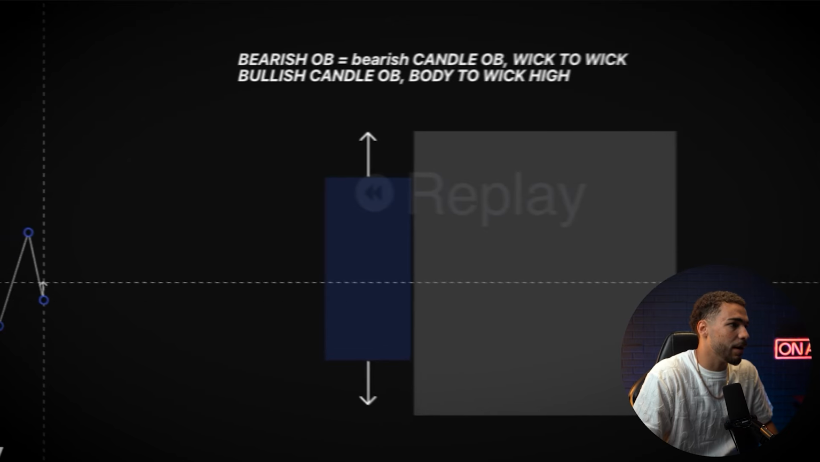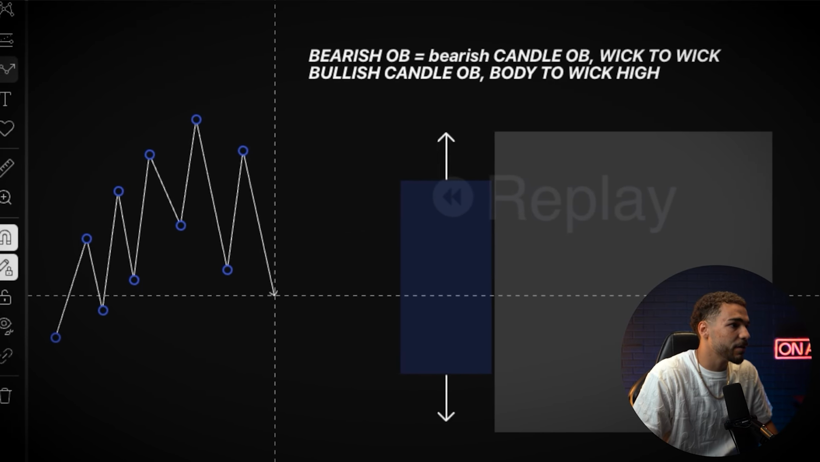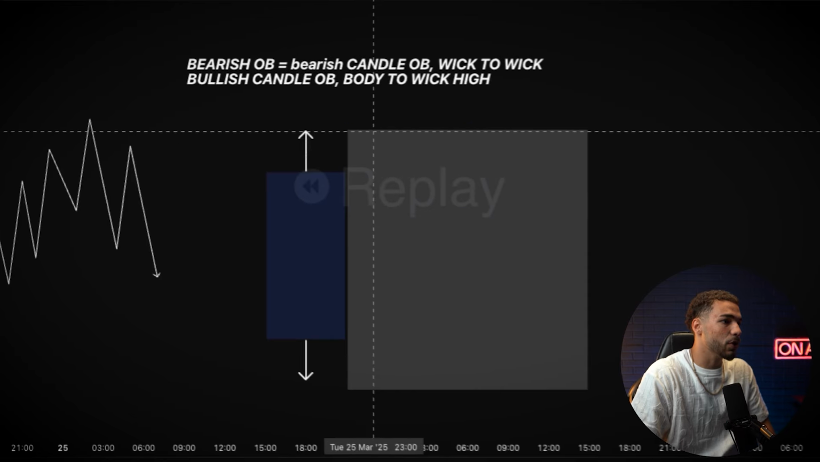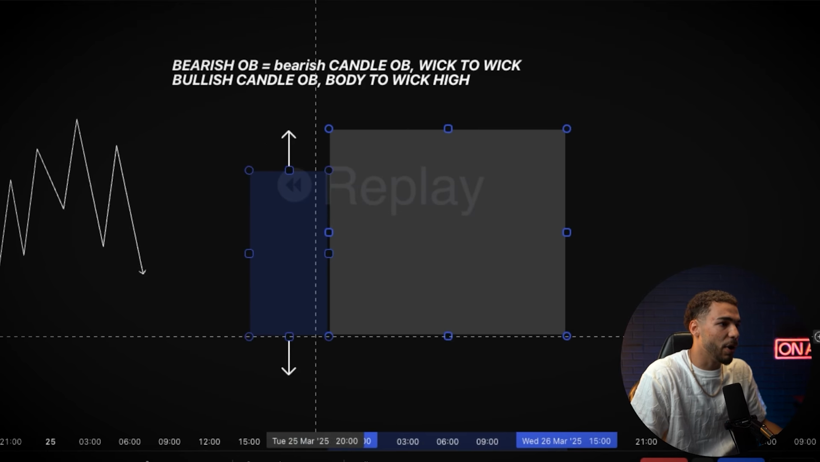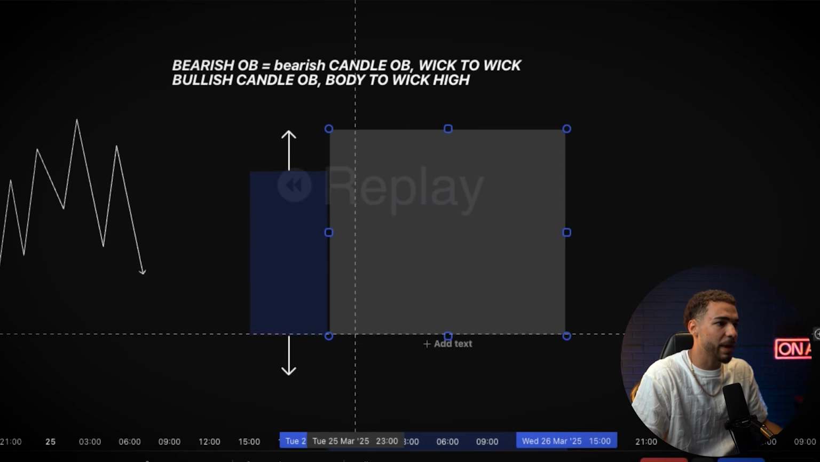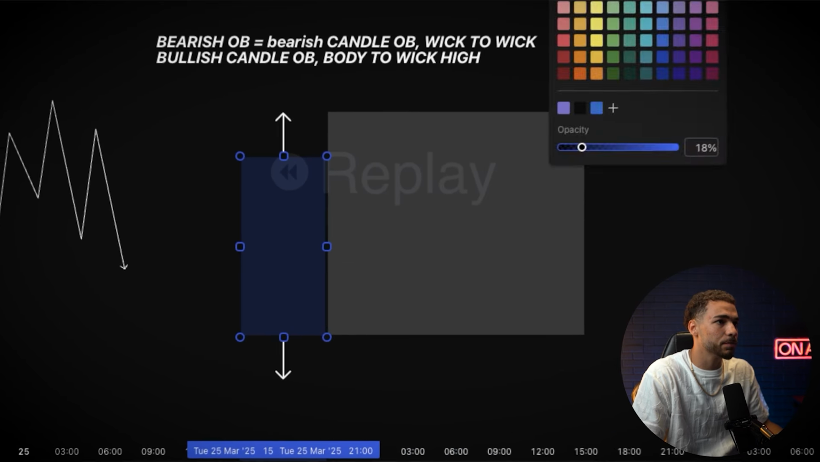So let me just show you guys how that looks. Here, we would have an uptrending market where price would now break structure and then come back in. And now we're identifying that order block. So if I have a bullish candle, it's going to be the body to the wick high. This would be my entry down here. This would be my stop loss. And if I have a bearish candle, it's going to be wick to wick. So let me show you guys some charting examples so you guys can really piece this together.